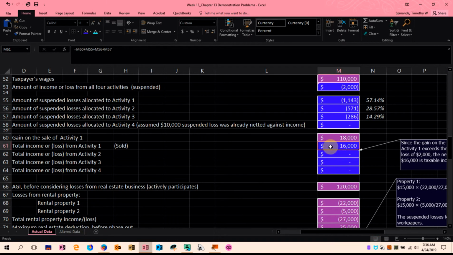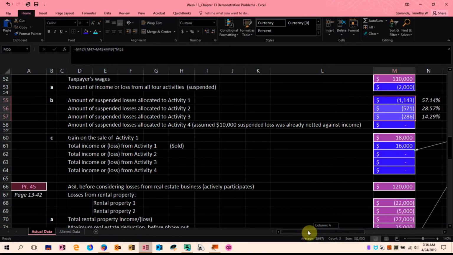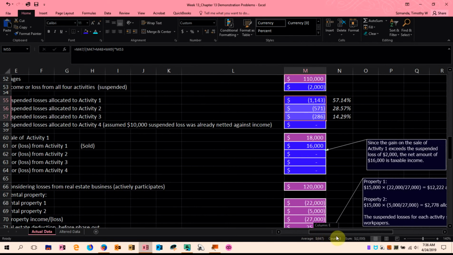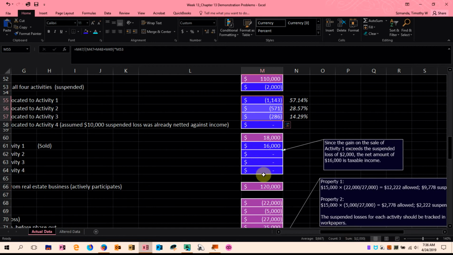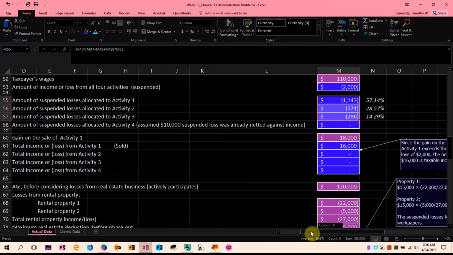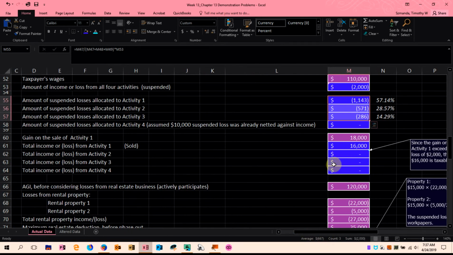you wind up with the $16,000, which is this $18,000 minus the entire $2,000. So that's the total income that we would recognize from the sale. Now, when we look down from the total income from activities 2, 3, and 4, in this case, there would be 0 total income or loss.